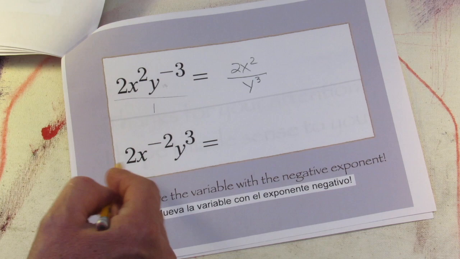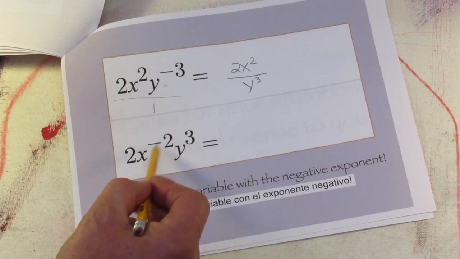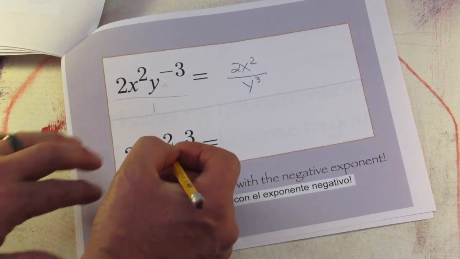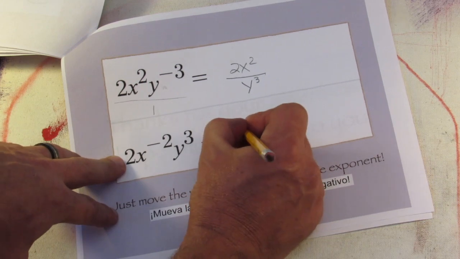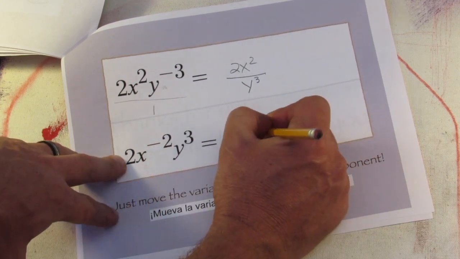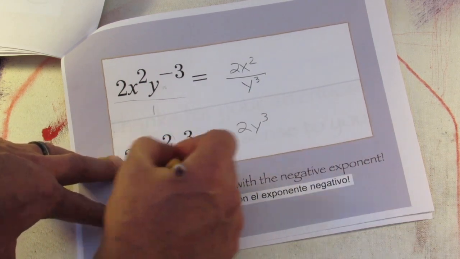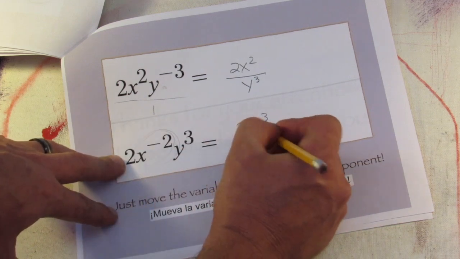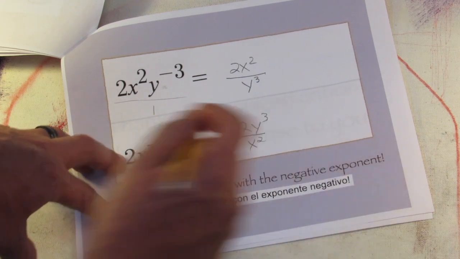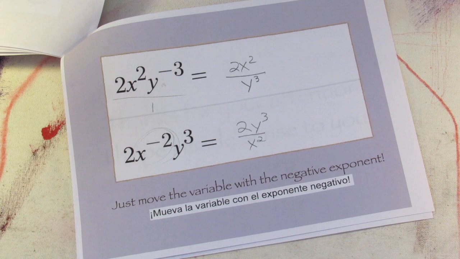This time, it's a very similar problem, but my x term was taken to the negative 2, so my 2 stays up in the numerator, my y to the 3rd stays in the numerator, and the x to the negative 2, that has to go to the denominator and become positive. Just move the variable with the negative exponent.